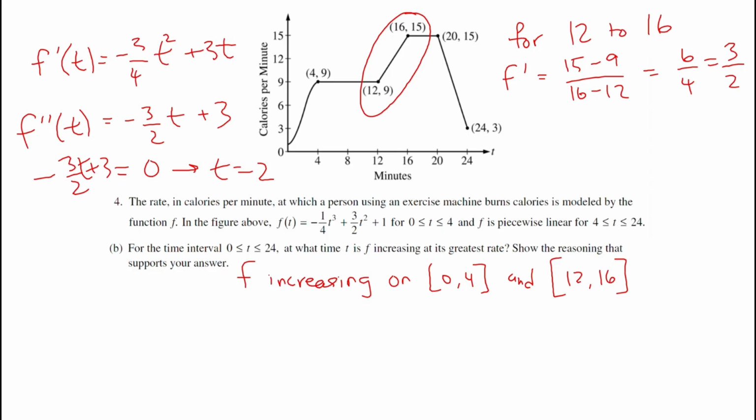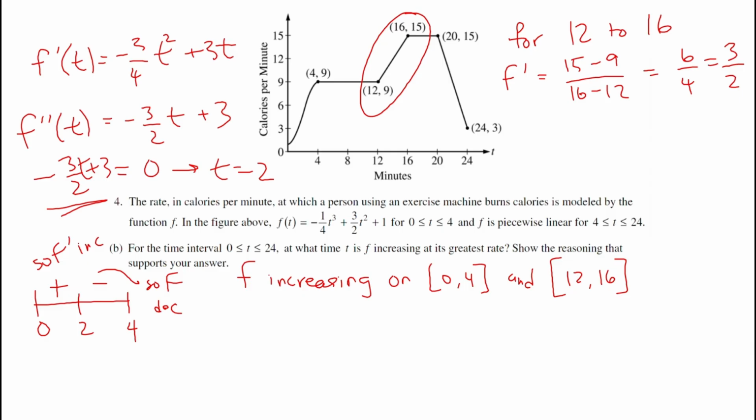It's the only possibility. But we know it's a maximum because if we do a sign chart here, right, if we put on 0, 2, and 4, and we plug in something like 1 into our second derivative here, we get negative 3/2 plus 3, which is positive. So we know that f prime is increasing. And if we plug in something like 3, we get a negative. So we know f prime is decreasing.